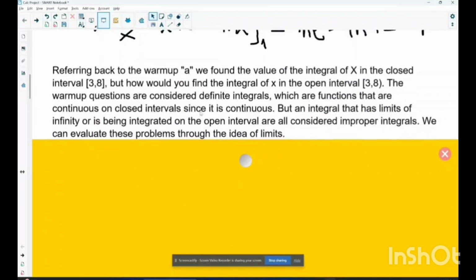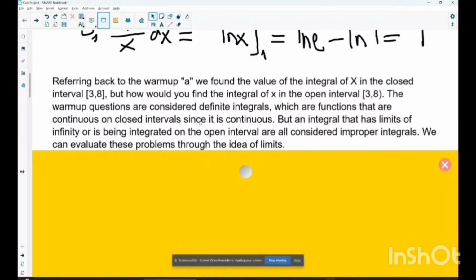Now let's refer back to that warm-up. As you can see in part A, we found the value of the integral of x over the closed interval. But with improper integrals, we're pretty much going to be taking the same integral, but over the open interval. Meaning we're not taking the entire value, we're taking it as it approaches from either the left or the right. The warm-up questions are considered definite integrals, which are functions that are continuous on closed intervals. But an integral that has limits of infinity or is being integrated on an open interval is considered an improper integral.